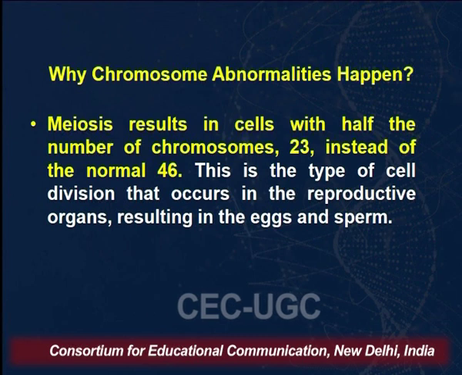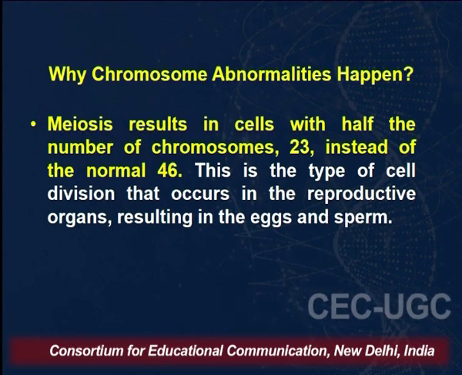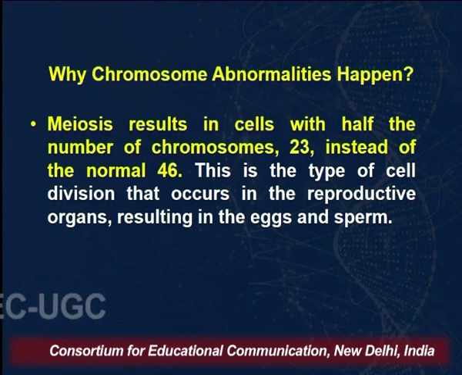Now, this kind of division occurs in the reproductive organs, resulting in the eggs and the sperm. The eggs and the sperm contain half the number of chromosomes, because when they fertilize with one another, they form a normal cell which will have 46 chromosomes. That is why meiosis reduces the number of chromosomes to half.